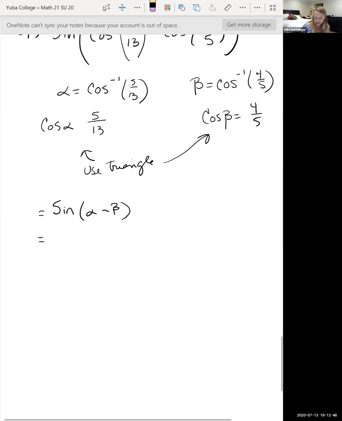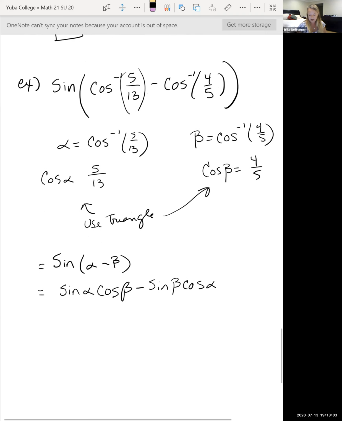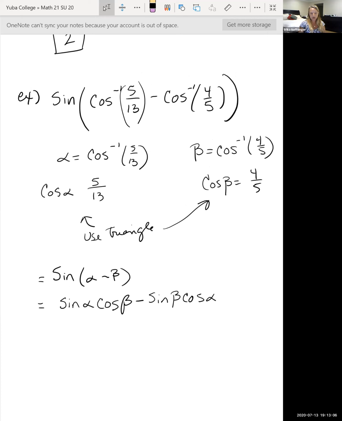Difference of angles for sine. Sine is sine, cosine, same sign in between. So this would be sine alpha cosine beta minus sine beta cosine alpha. Okay, so from there, you should be able to do your triangle, figure out the ones you don't know, and multiply that out.